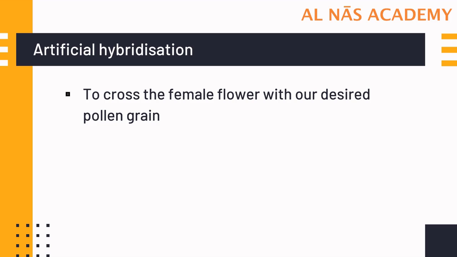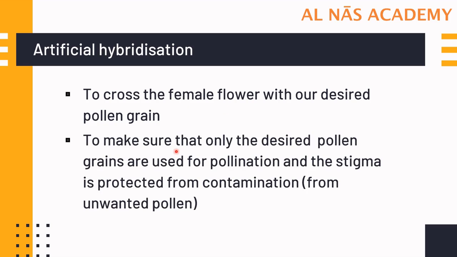As we are going to cross the female flower with the desired pollen grain, in such a crossing experiment it is important to ensure that only the desired pollen grain are used for pollination and the stigma is protected from contamination. Contamination means unwanted pollen grain should not land onto the stigma, and this is achieved by emasculation and bagging.